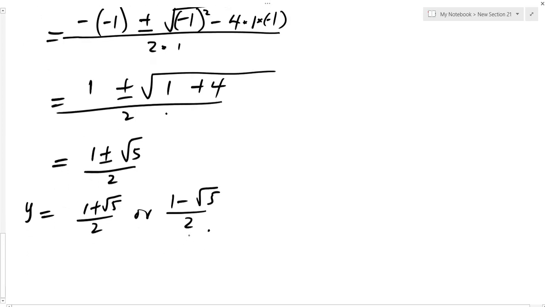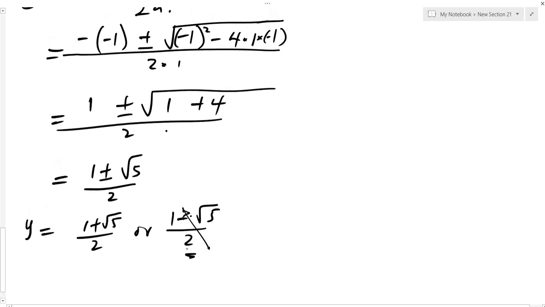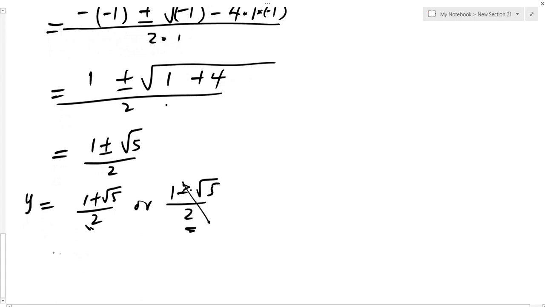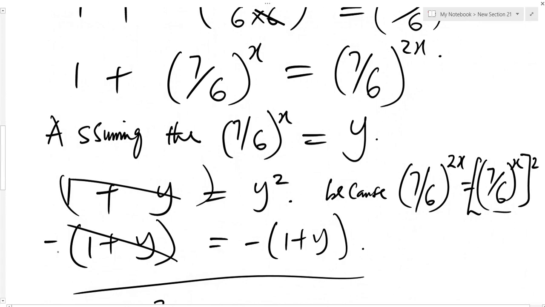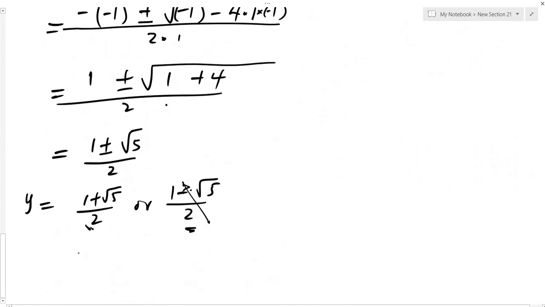Since this one is negative, it will not give a real solution. So now we are going to use the positive value to solve for our x. Having assumed y to be 7 over 6 to the power of x, we now have to call it back. So 7 all over 6 to the power of x is equal to 1 plus the square root of 5 all over 2.